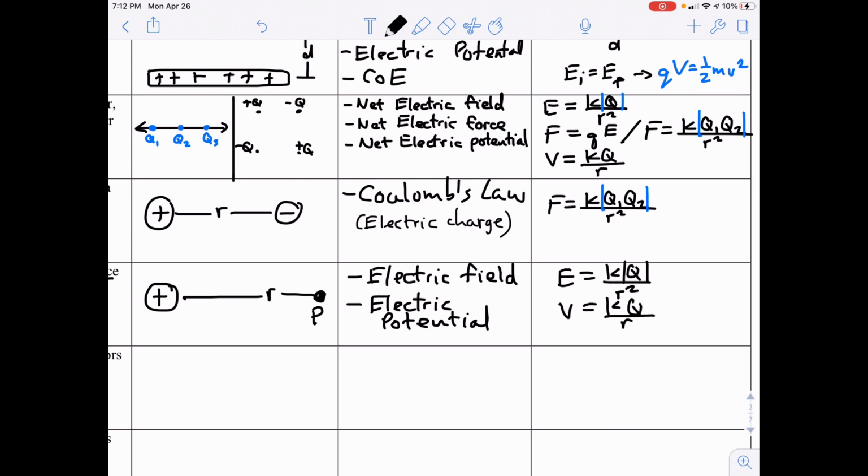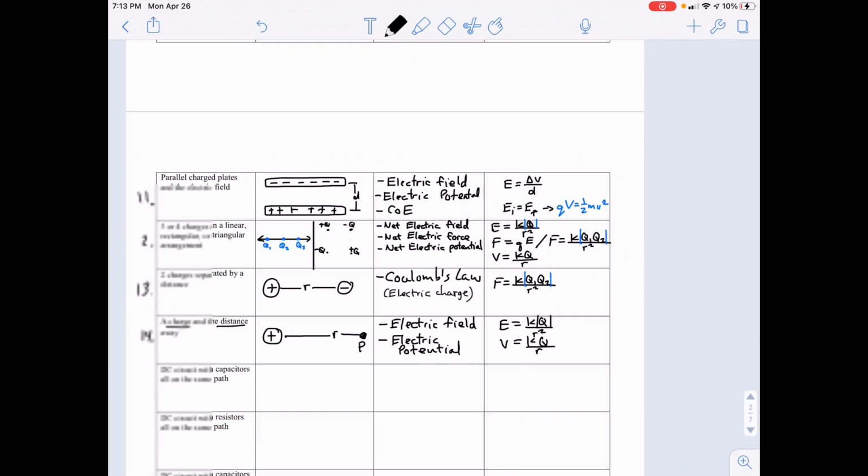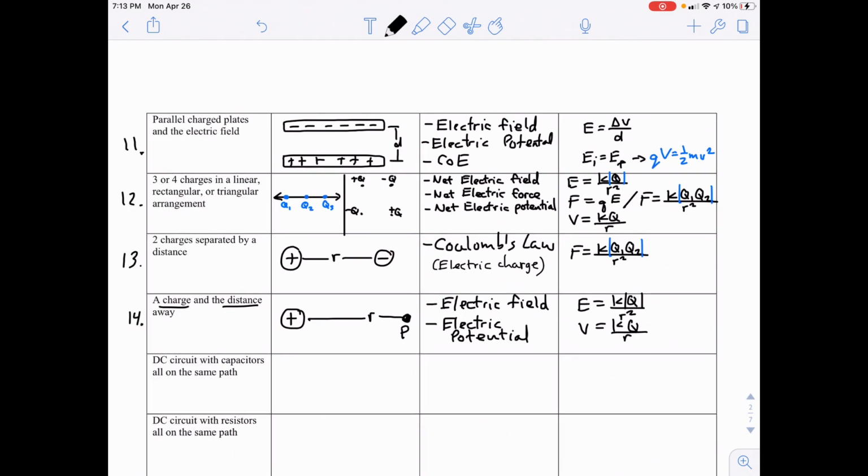Now, if the question is specifically asking what the speed will be when a charge is moved from some infinite distance away, that's an example of a conservation of energy problem. So we'll save that one for later. But it shares a similar resemblance to these problems.